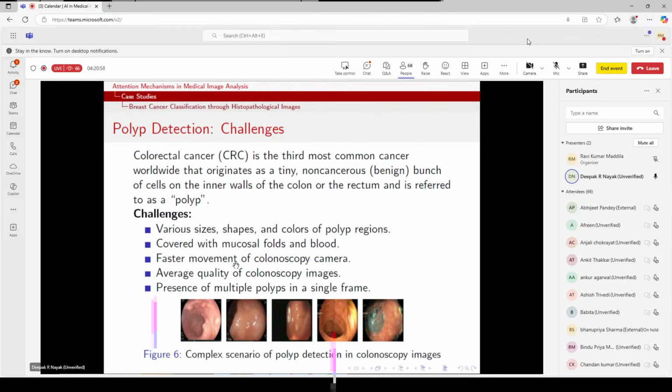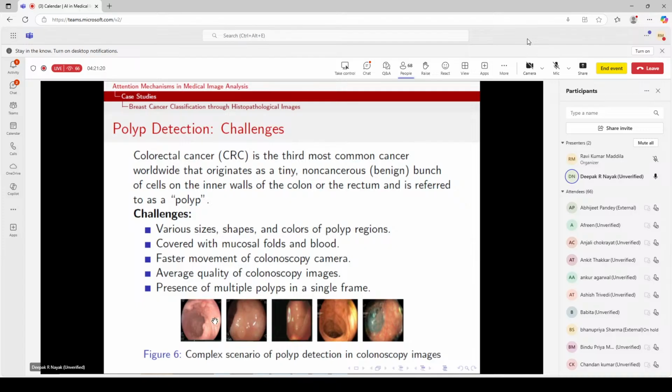Because of its size, shape, and color variations. Sometimes its textures are very, very similar to the surrounding tissues, and the boundaries are indistinct, right? So the camouflage properties of these polyps create a lot of challenges in identifying them. As I mentioned, the miss rate is even more, 20%.